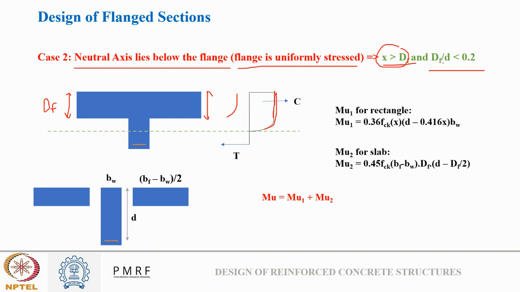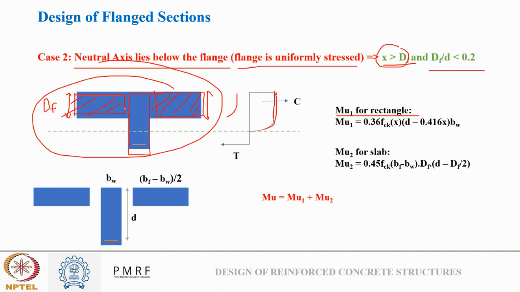So when this occurs, what will happen? In this case, we divide the flange into two components. One is this part, and the other is the remaining part, which is uniformly stressed. So this part above is under uniform stress, 0.45 fck. For this part, I will calculate Mu2. For this part, I will calculate Mu1, and I will write total Mu is Mu1 plus Mu2.